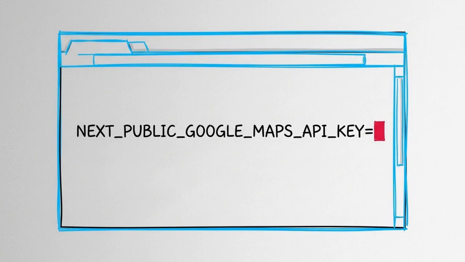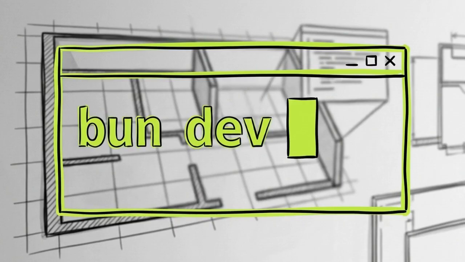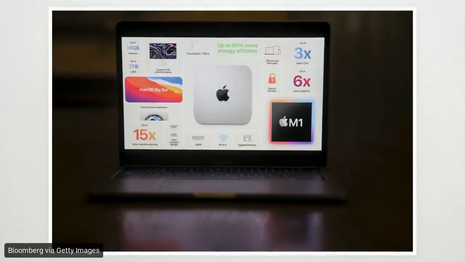If you plan to use the real-world address search later, drop your Google Maps API key in here. Otherwise, you can leave it blank. If you are on a Windows or Linux machine, launch the local server now by typing bun dev.